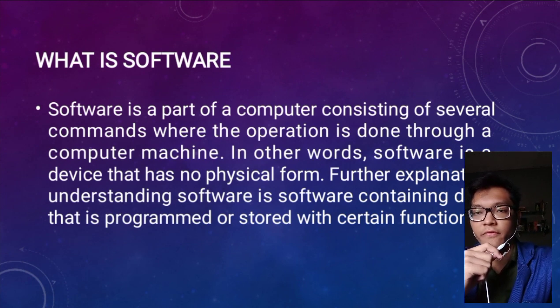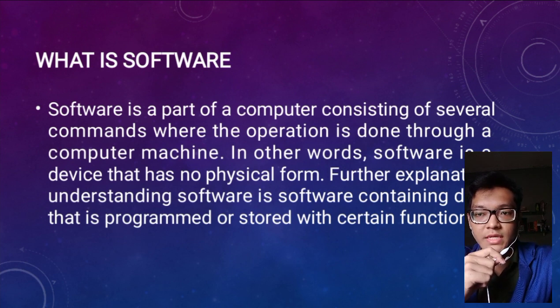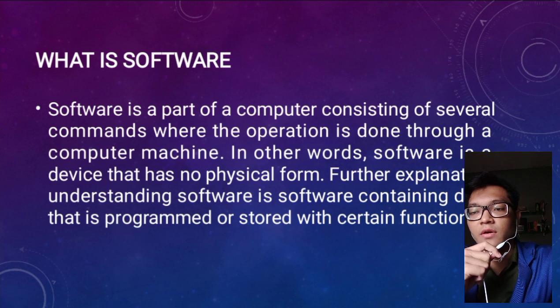the meaning of what is software. So software is a part of a computer consisting of several commands where the operation is done through a computer machine. In other words, software is a device that has no physical form. Further explanation, software is containing data that is programmed or stored with a certain function. The next slide will be read by Anggi Setiyawan.